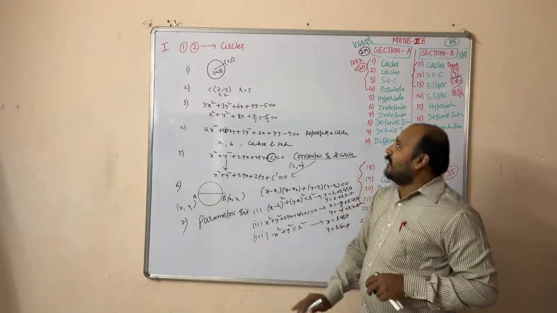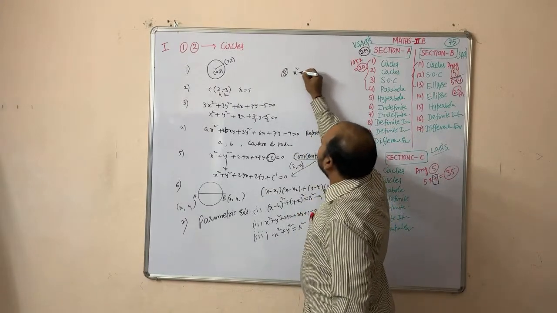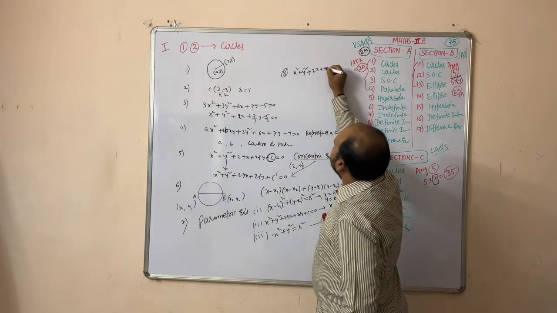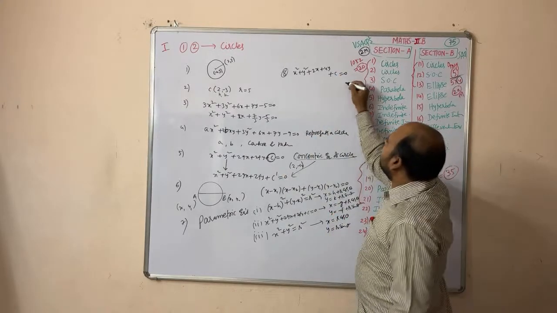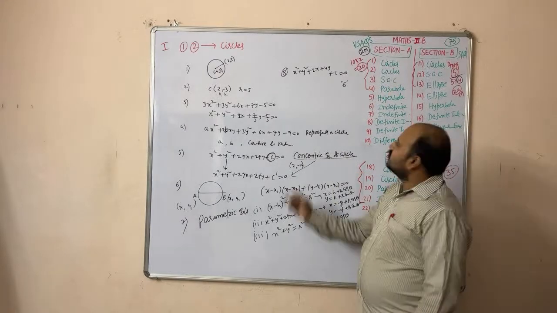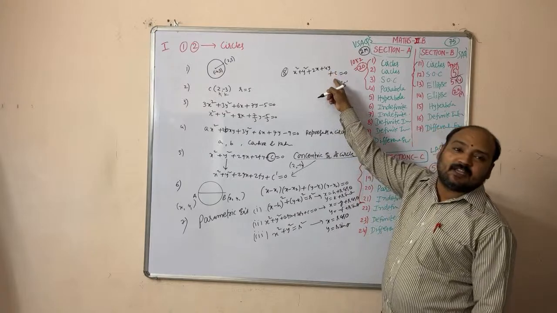Not only these 7, but also one more model is there. Which one is it? They will give a circle equation: x square plus y square plus 2x plus 4y, just a general equation I am giving, plus c equal to 0, whose radius is 6 units. Find the value of c. At that time, how to do it: compare with x square plus y square plus 2gx plus 2fy plus c equal to 0.